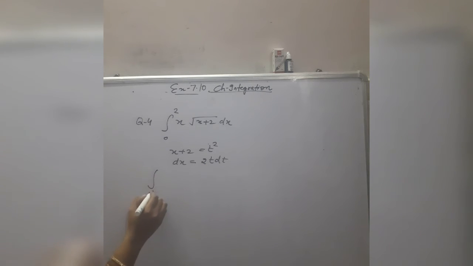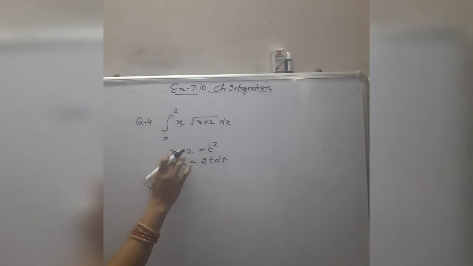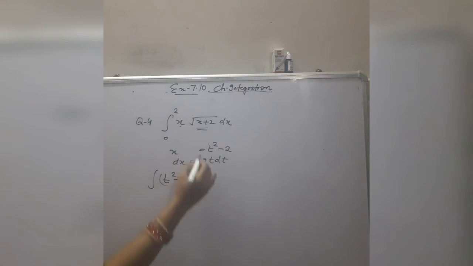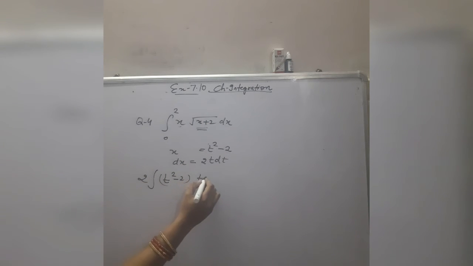So in place of x, what is the value of x? This plus 2 comes on this side, it becomes minus 2. So x is t square minus 2. Root x plus 2 is t, and dx is equal to 2t into dt. So this 2 is a constant term, t into t becomes t square, and dt.